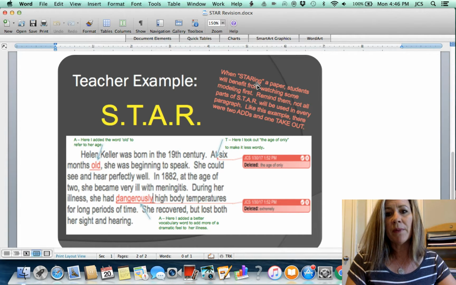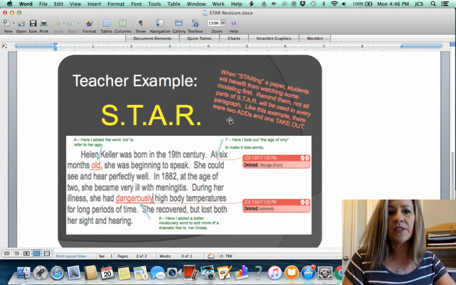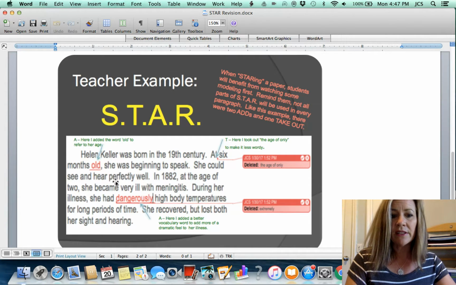So when they're starring a paper, they want to obviously have it modeled first. This would be something that I would walk through with each student to make sure that they understand how to do it, and then they can apply it. And as you can see here, in this particular example, there have been 3 changes. Some words were taken out: instead of "at the age of only 6 months," we removed that. We took that out and made it less wordy. And instead we added in the word "old" to give more detail as to the fact that this is in reference to the age of the child.